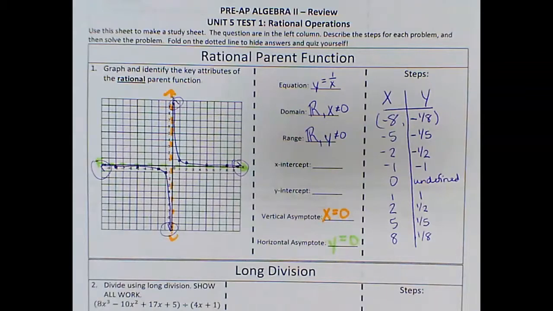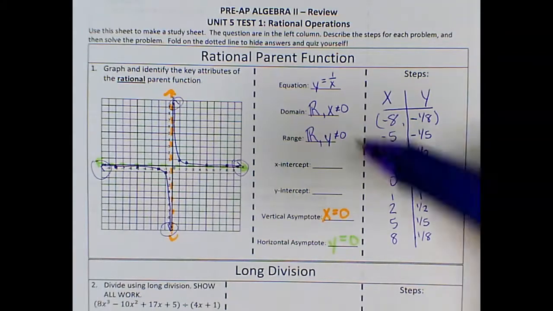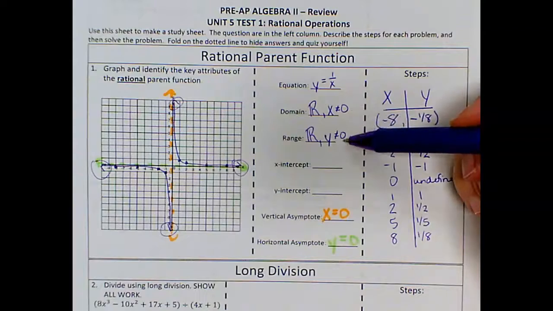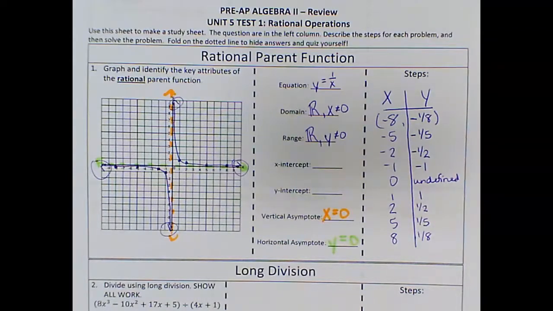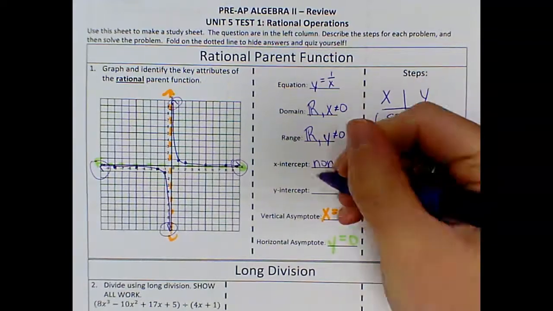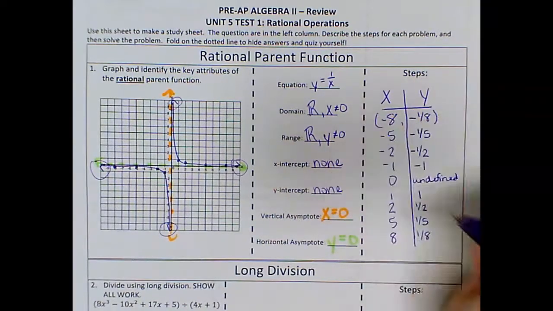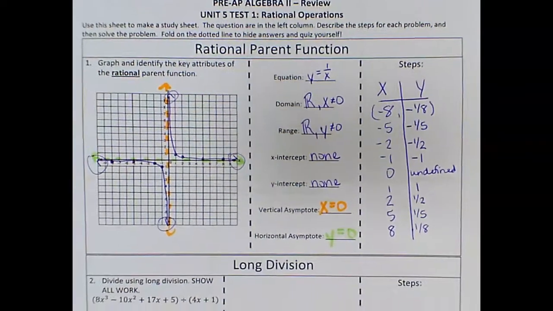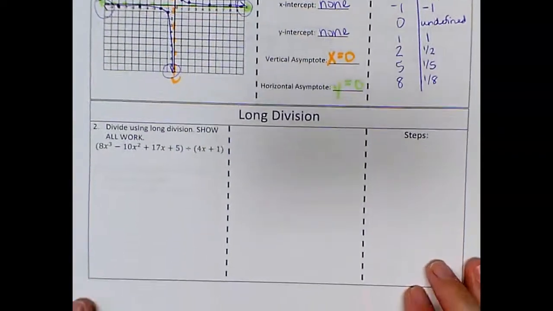And that affects our intercepts because we said that x cannot be 0 and y cannot be 0. So there's no ordered pairs that I can write that would fall on the axes. So there are none. No places where the graph crosses the x or y axis because there's asymptotes on those axes. So that's just a brief review of the rational parent function and its key attributes. Let's move on to operations.